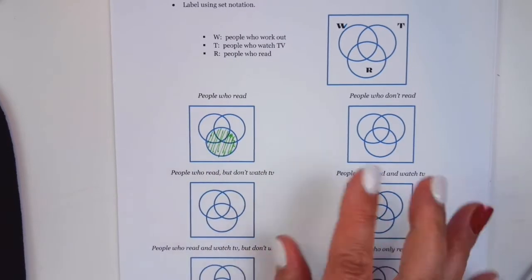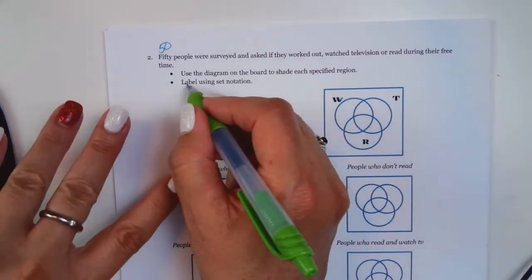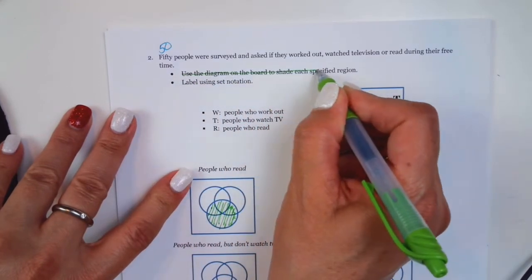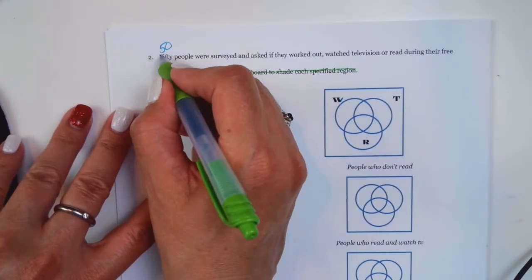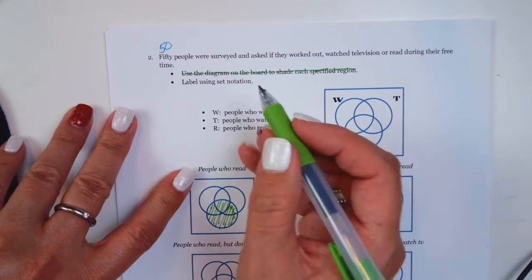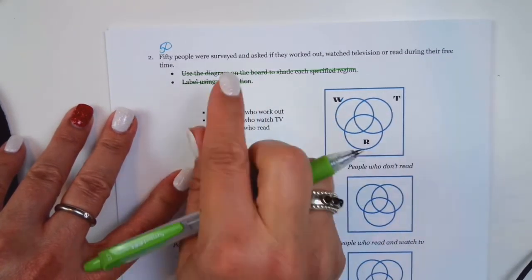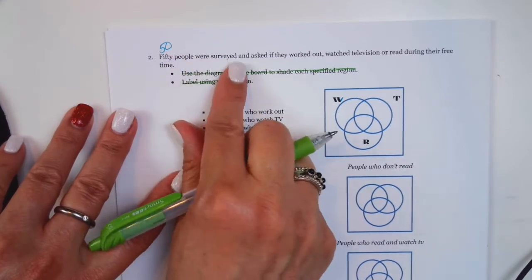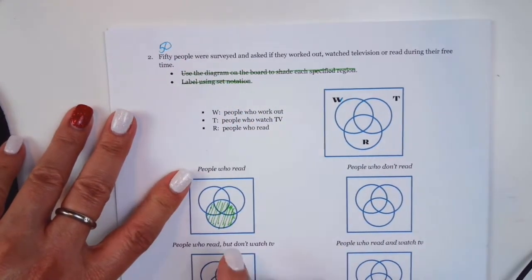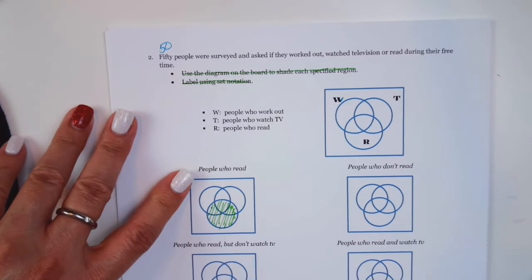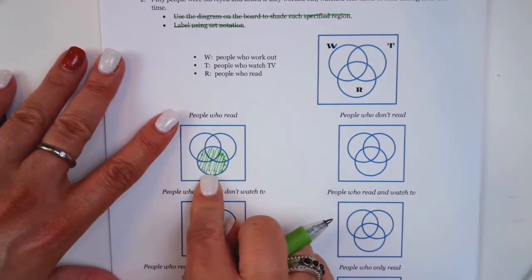Okay, I want to clarify something. We don't have the diagram, so we really don't need this information about the 50 people. And we are not using set notation because we would need the numbers. So those would come from the diagram. We are just going to be shading the parts that what this says.